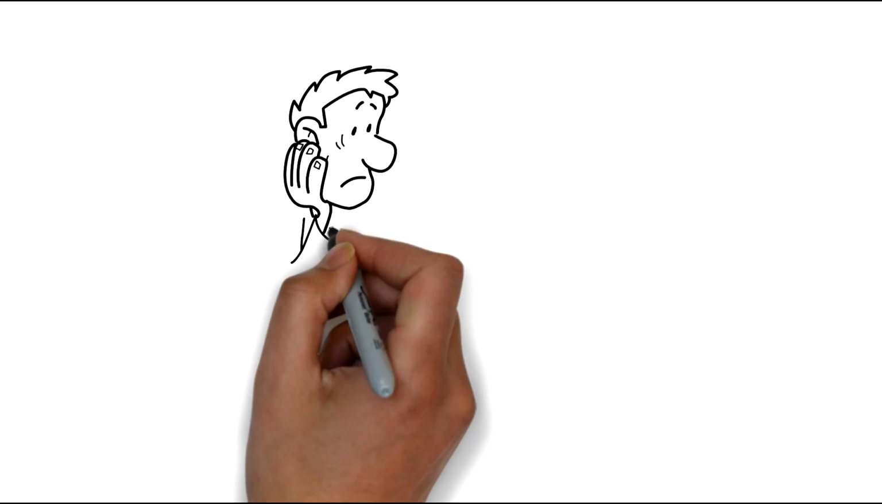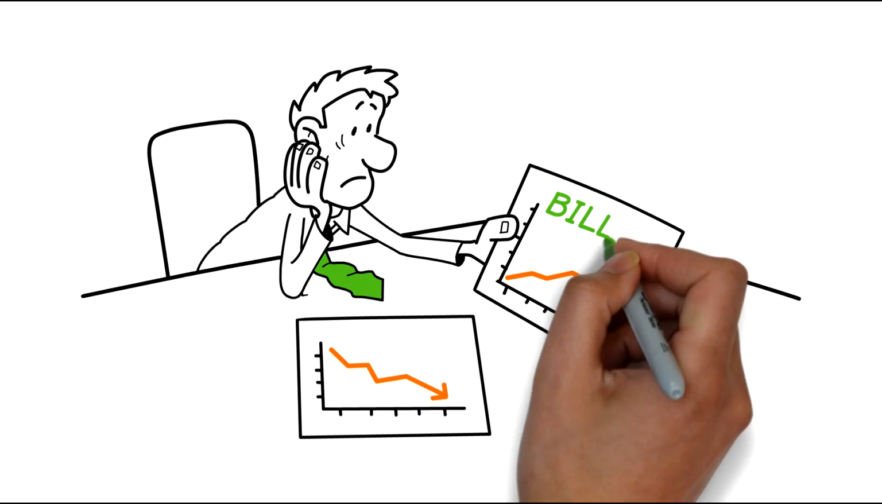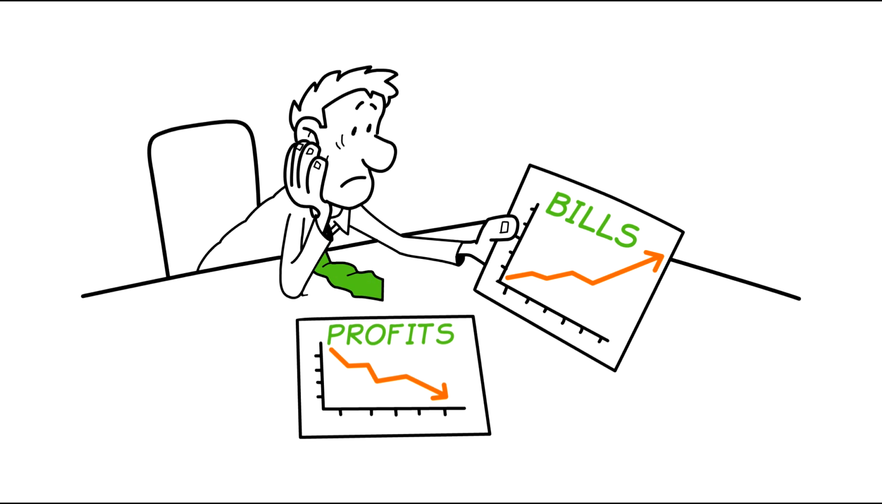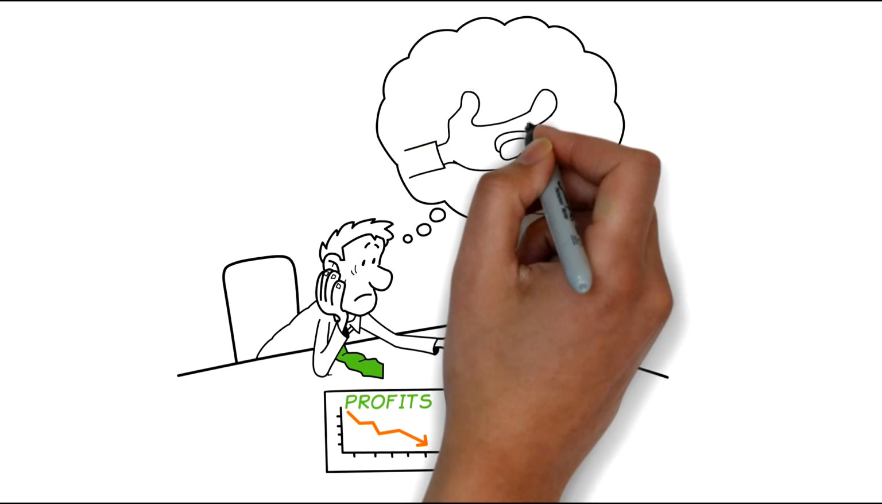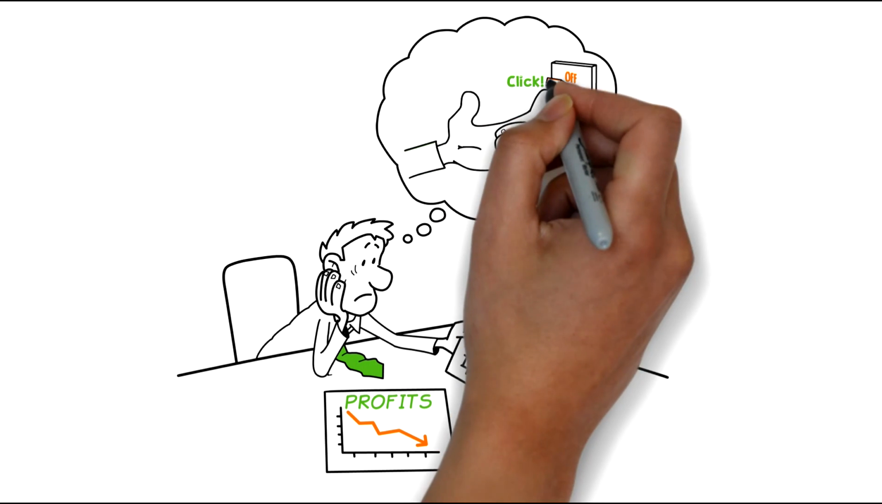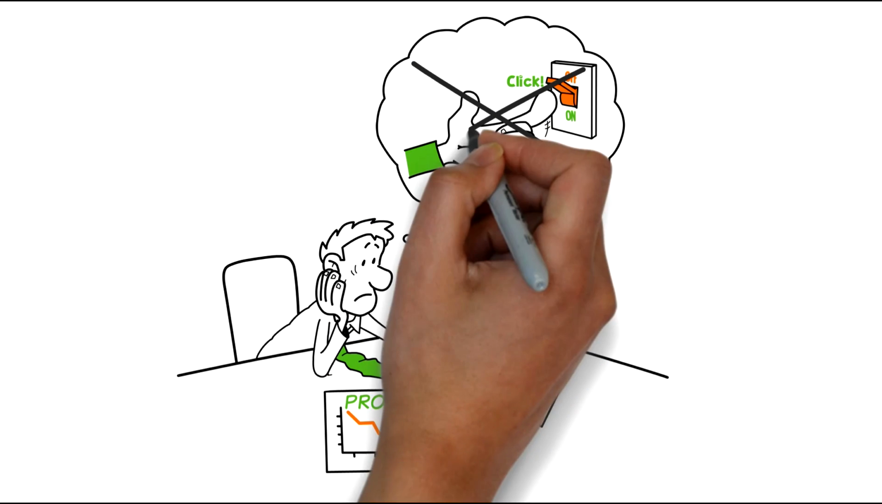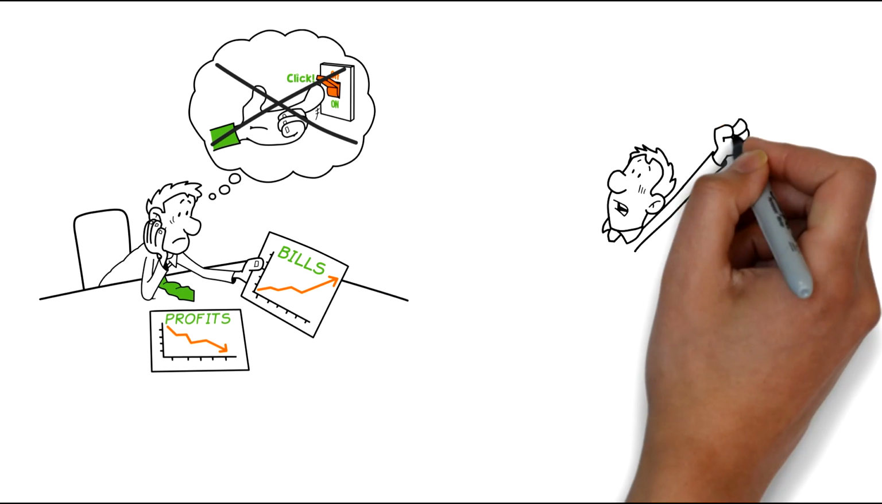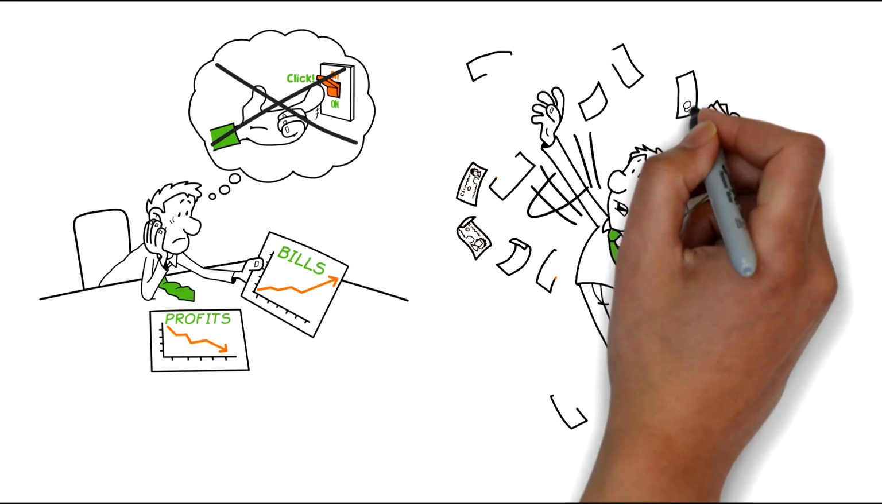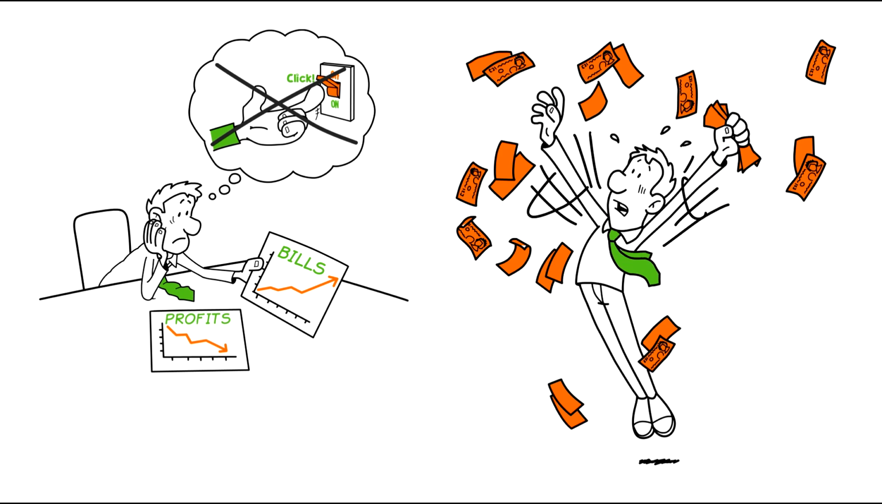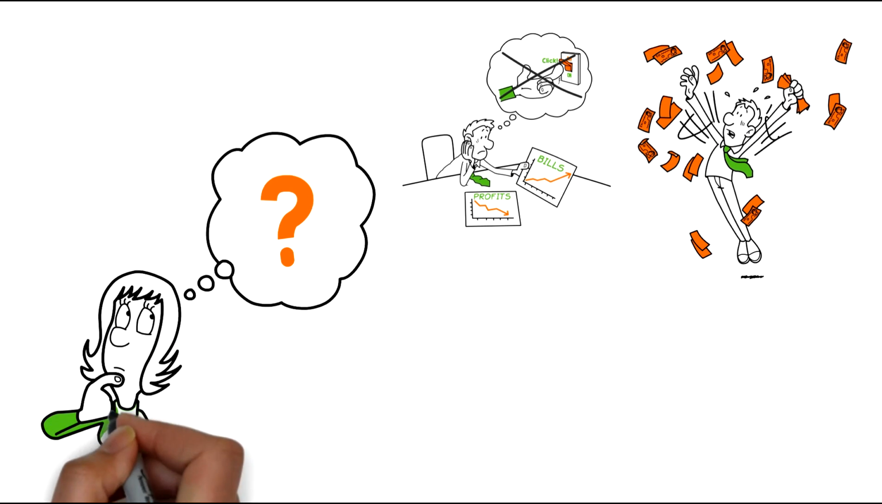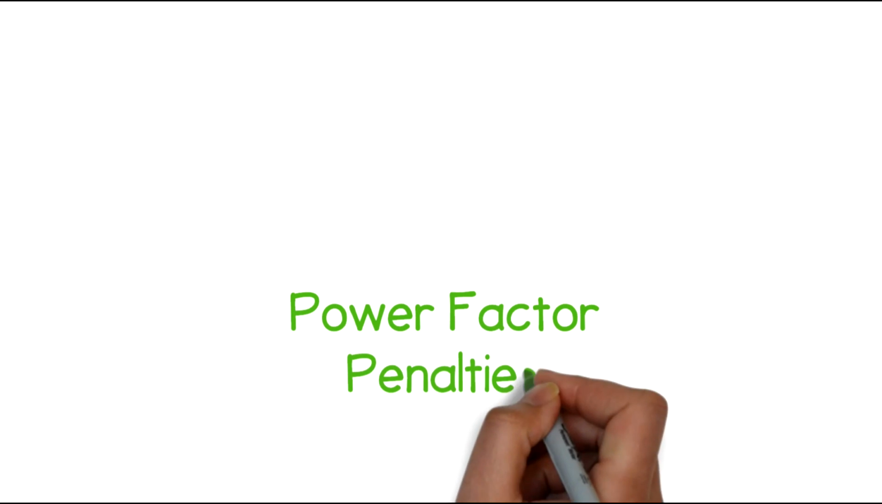Are complicated electricity bills and rising utility charges eating into your profits? There is one charge on your electricity account that can be controlled and reduced without the need to turn off your electrical equipment. If you haven't addressed this component of your electricity account yet, your company could be losing thousands of dollars per month. What are we talking about, and why is it important? We're talking about power factor penalties.